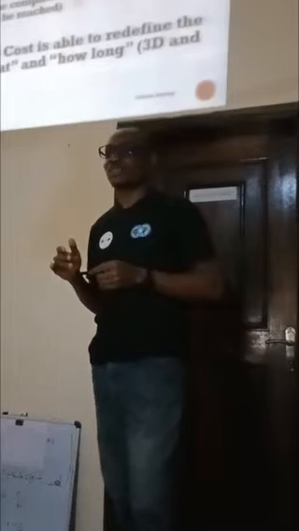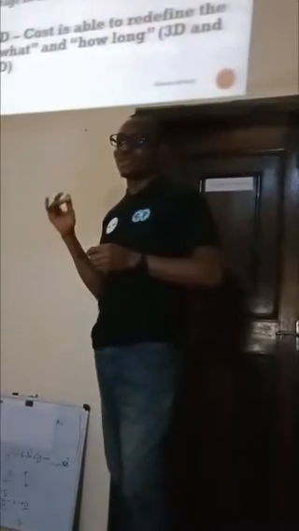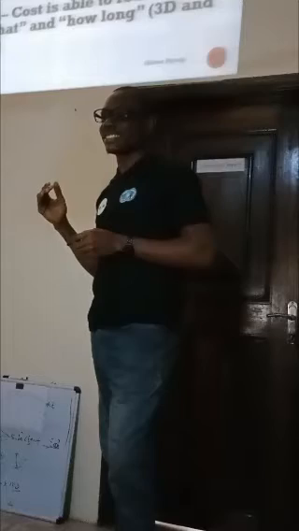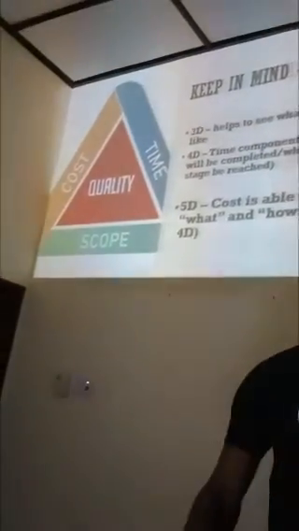But beyond the 4D is the 5D that I mentioned. Now, the 5D is the fifth dimension, which is the cost dimension. Remember that we said that the project has cost, time, and scope. So 3D has a way of defining scope, 4D has a way of defining time, and 5D is the cost aspect. That cost aspect is very important because it is able to redefine what and how long the project will be. For example, a project may take a longer time, or it may take a smaller shape, depending on the cost.